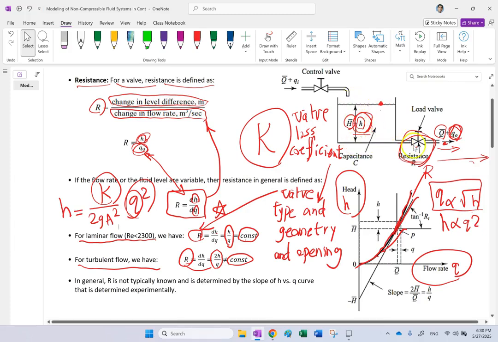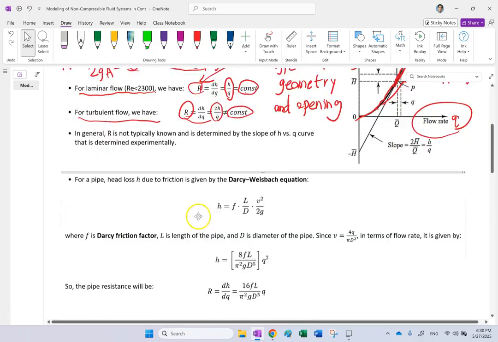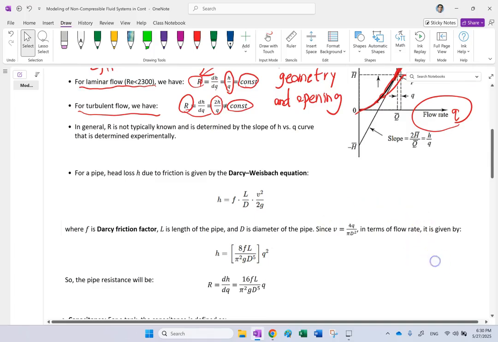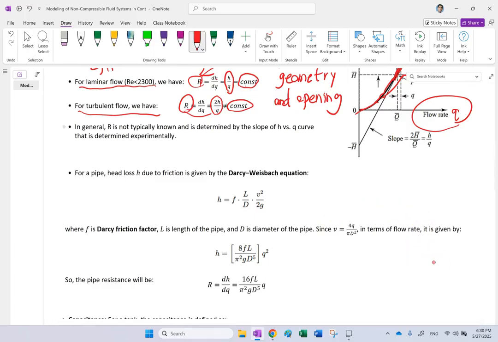Okay, so this is the definition of resistance: the change in the level behind the valve, the level of the fluid, over the change in the flow rate, dH over dQ. That's the definition of it. And as I said, this R is typically not known, and you have to determine that experimentally because it depends on lots of different things.